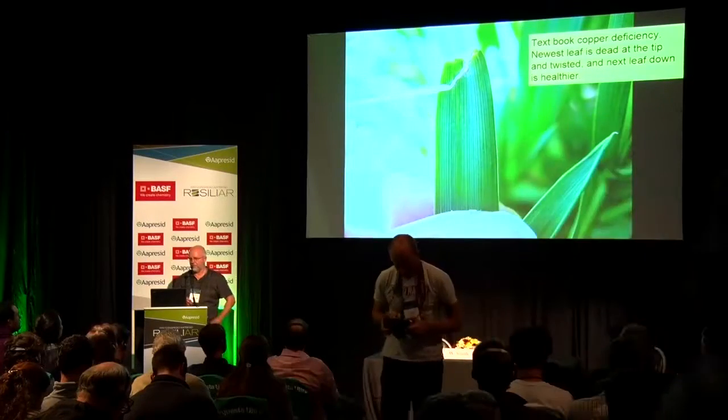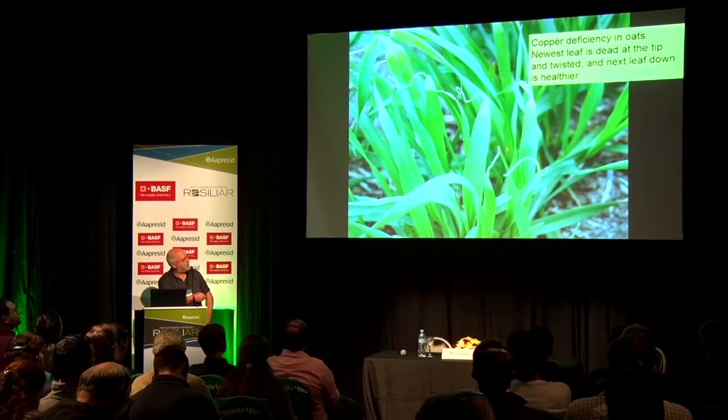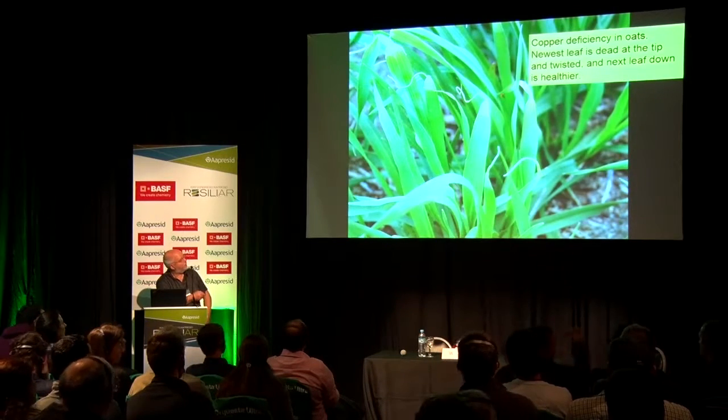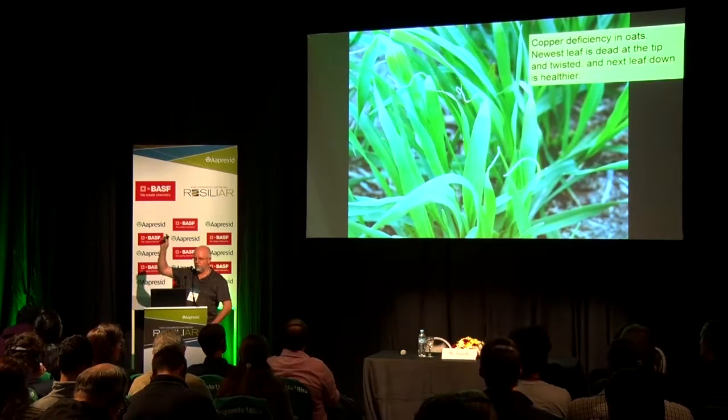That's a textbook example. Here's another example in oats, where all the top leaves are dead and twisted. Again, if it stays like that, that is not copper deficiency. Copper deficiency will always bend and twist over. Looks a bit different to what I showed you before, but it's still the top leaves.